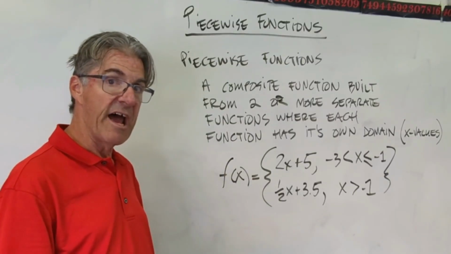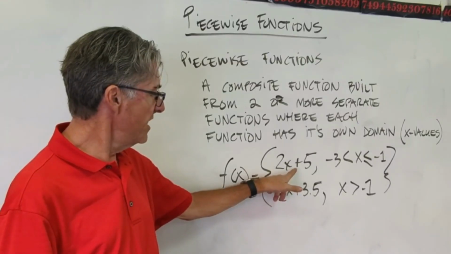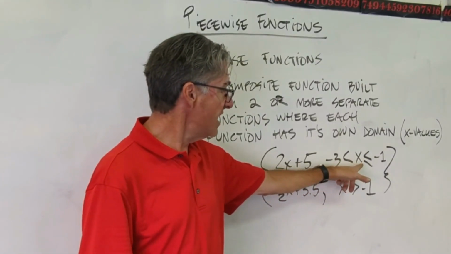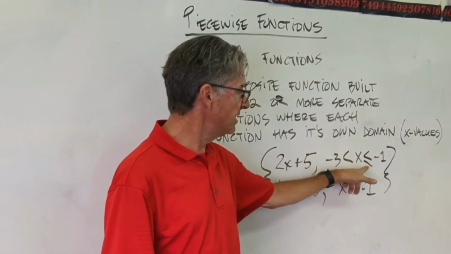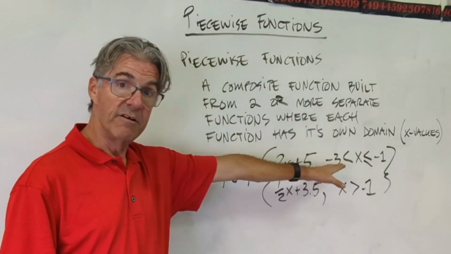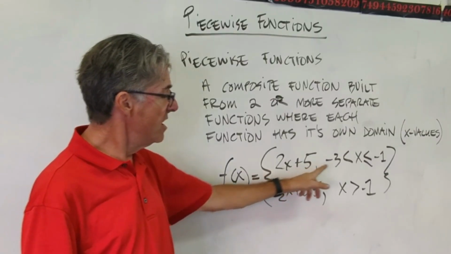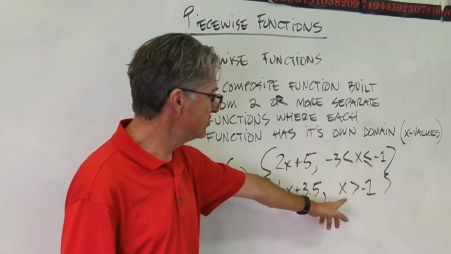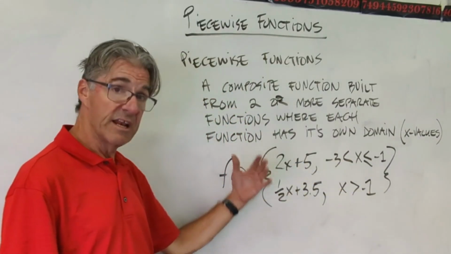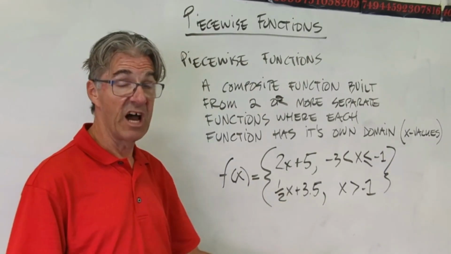And then we talk about having different domains or different x values. So it's 2x plus 5 for x being greater than -3, but less than or equal to -1. So for that domain, for that range of values for x, the function is 2x plus 5. But as soon as x gets bigger than -1, now it's a new function. It's 1/2 x plus 3.5.